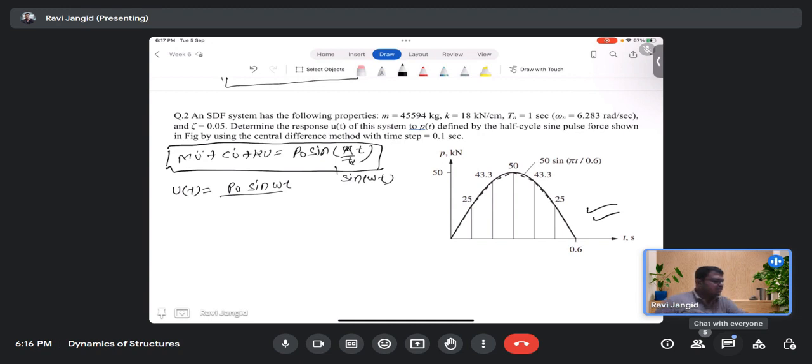So the solution for the load P naught sine omega t, that u(t) was P naught by k into 1 upon 1 minus (omega by omega n) square into [sine omega t minus omega by omega n sine omega n t]. That was the solution for this.